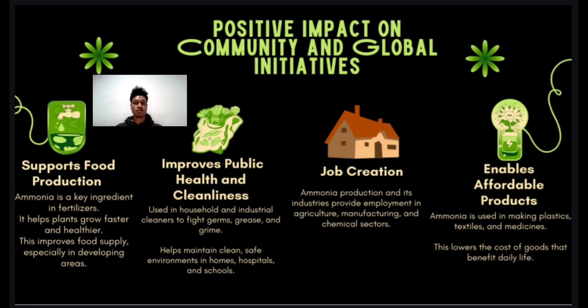From that, now we know how important ammonia is. And we come to the positive impact on community and the global initiative. Why is that? The product helps as fertilizer for any ingredients that you have, like your vegetables or your food. It can help with the right mixing. Your vegetables will grow without any toxic things, any bacteria. It will improve your supply and especially develop your area.